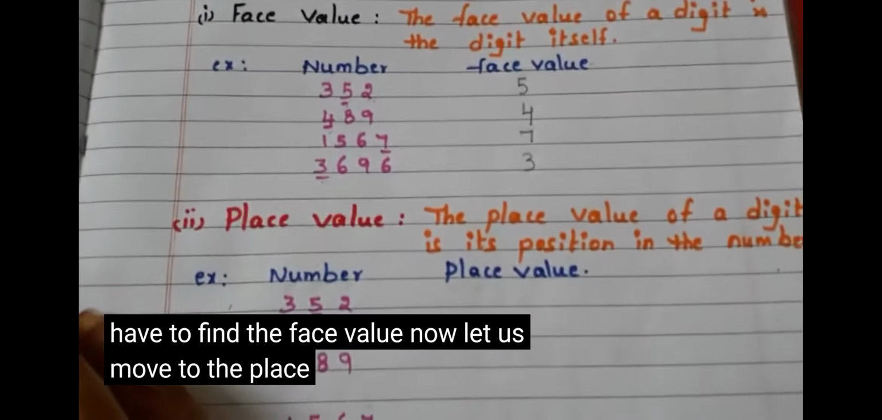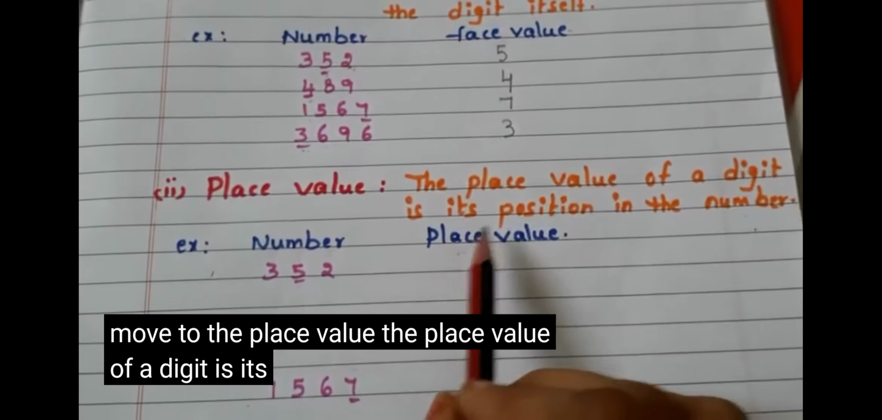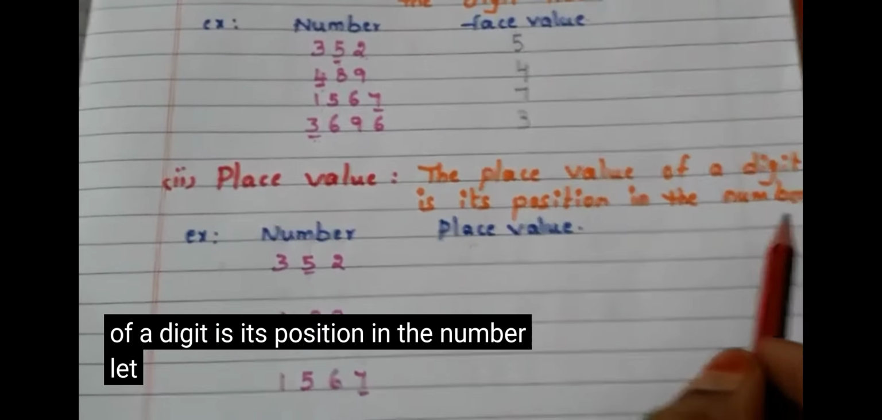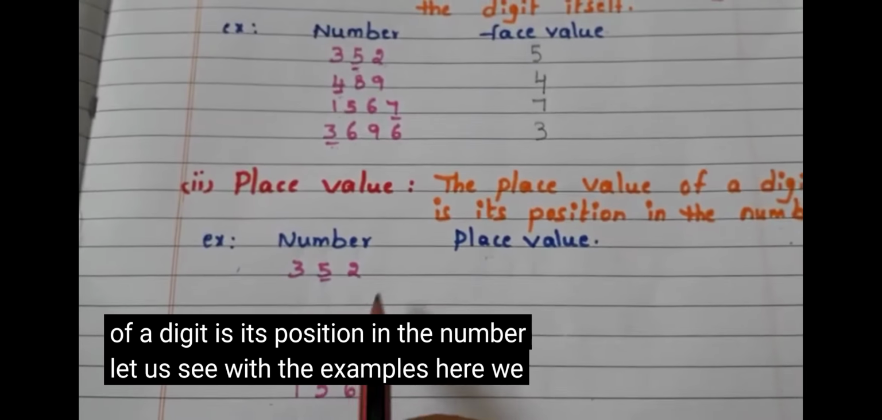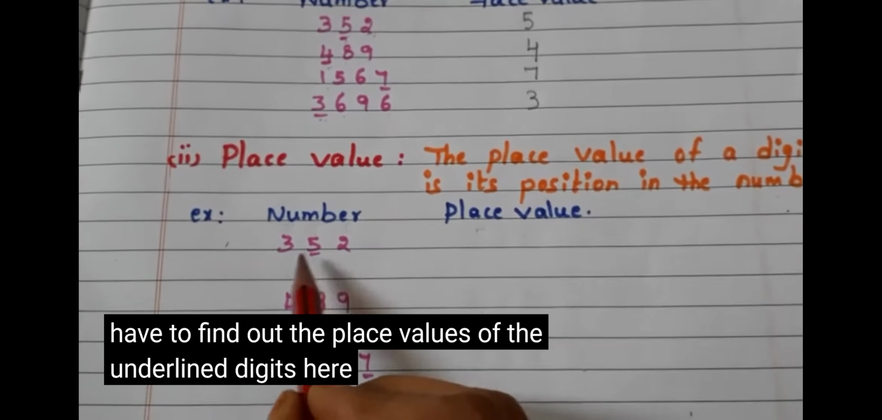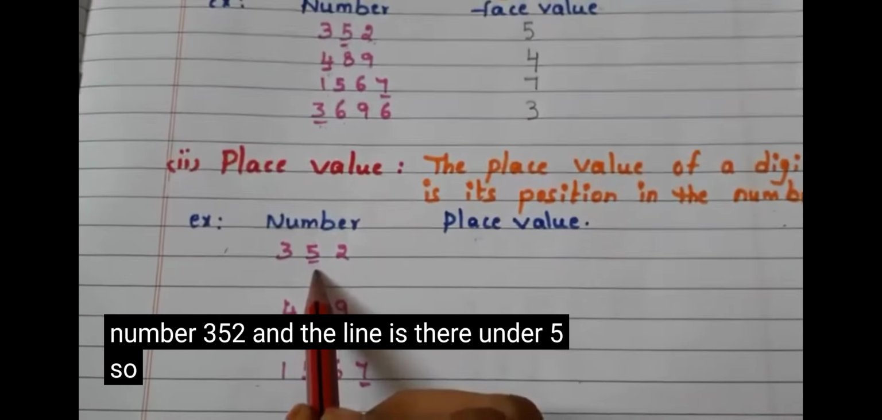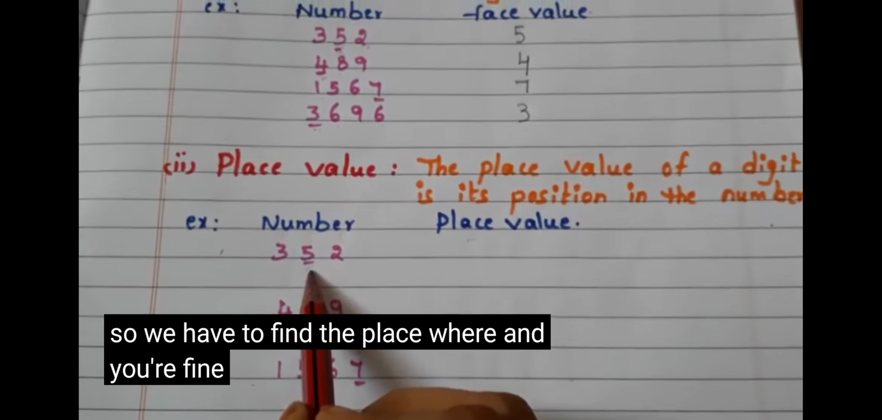Now let us move to the place value. The place value of a digit is its position in the number. Let us see with the examples. Here we have to find out the place values of the underlined digits. Here we have the number 352 and the line is under 5, so we have to find the place value of 5.